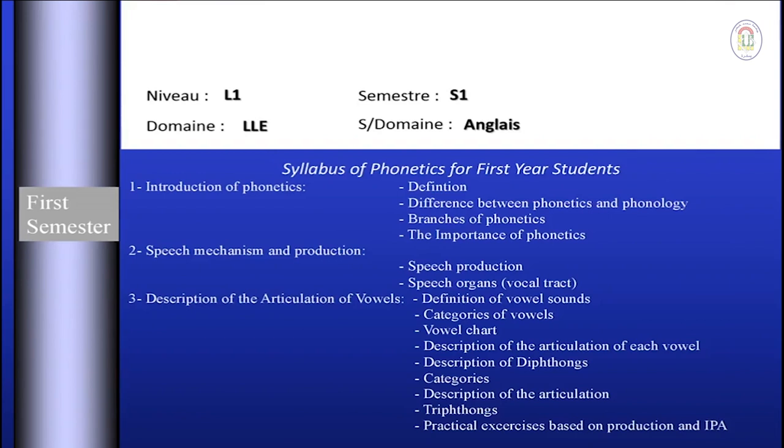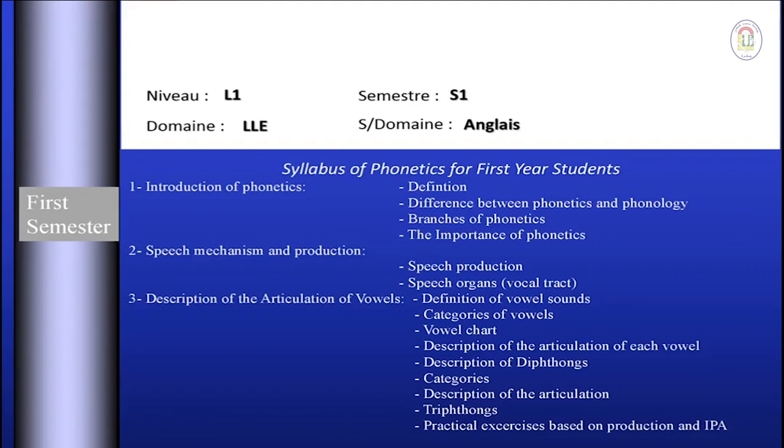In the second lecture, which is about speech mechanism and speech production, we will introduce the process of producing a sound in our speech mechanism. Then we will introduce speech organs in the vocal tract above the diaphragm, all the speech organs that contribute in the production of language sounds. Starting from the lungs, then we have the mouth cavity and the nasal cavity.